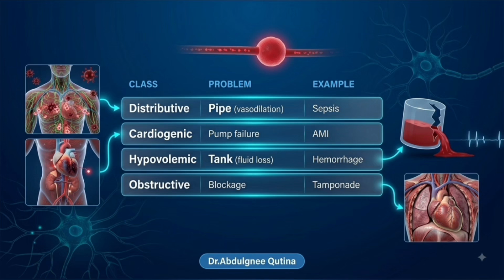Second, cardiogenic shock. This is straightforward pump failure. The heart itself just can't pump adequately. Third, hypovolemic shock. This is a tank problem. Whether from massive hemorrhage or severe dehydration, the tank is empty, leading to a huge drop in cardiac output. Finally, obstructive shock. This is a physical blockage in the system, literally stopping blood from moving forward.